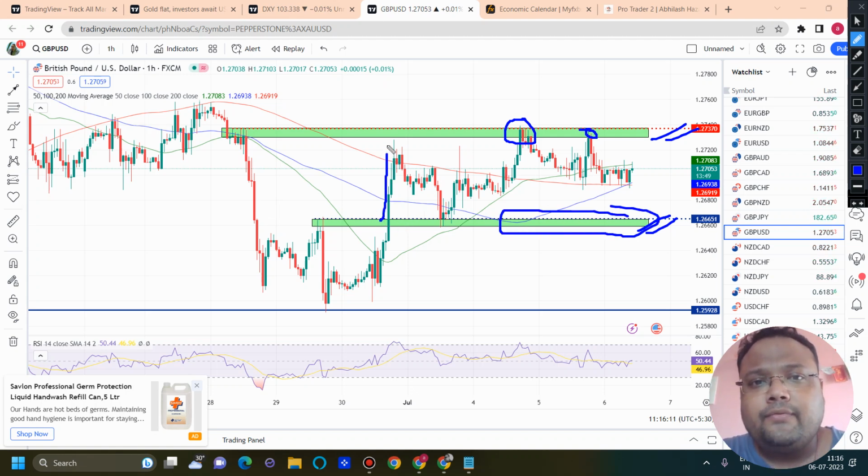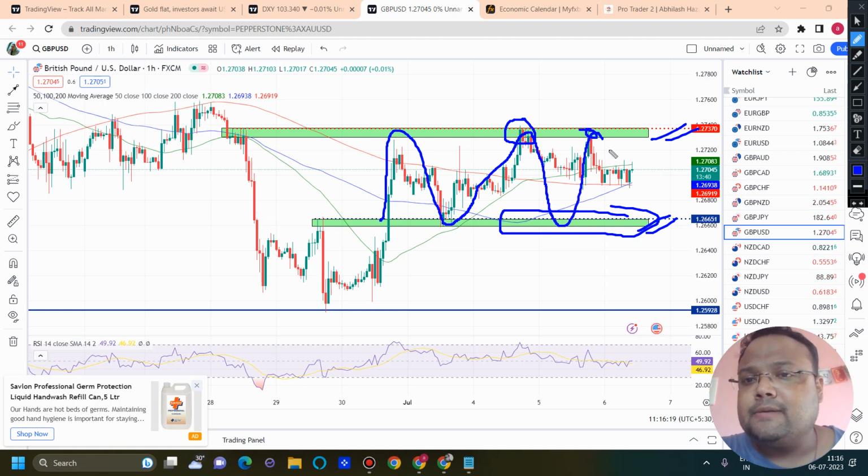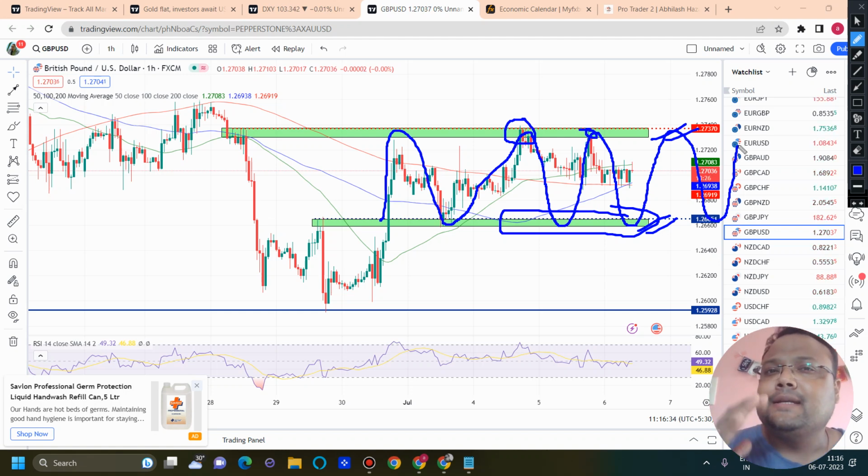Usually whenever the market is stuck in a range, listen to me carefully, then it should be like this. The market should be bouncing from support, reversing from resistance. It should be like this. But whenever you see that the market is reversing from the resistance but not going down to the support level, it means that buyers in the market are still very much present and they are trying their best to take the market up.